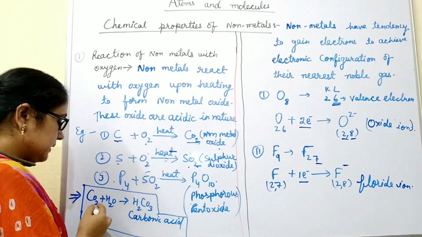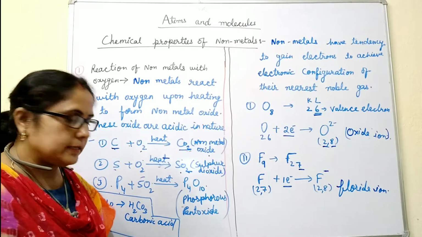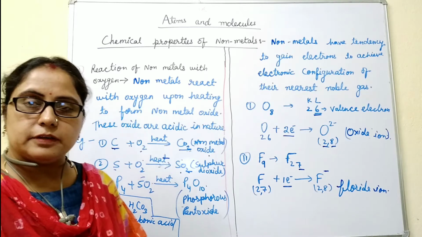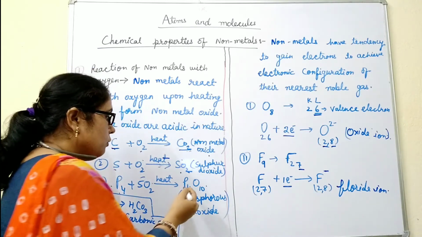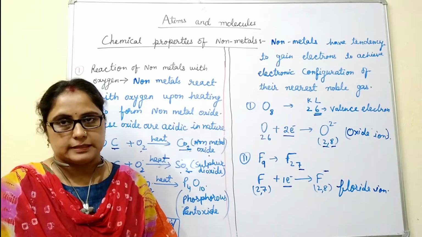Like carbon dioxide reacts with water to form carbonic acid. The formula is H2CO3. Similarly, SO2 reacts with water to form sulfurous acid. Phosphorus pentoxide reacts with water to form phosphoric acid.